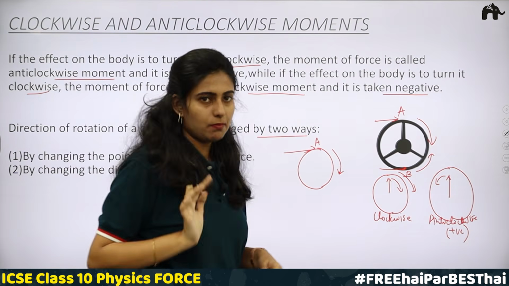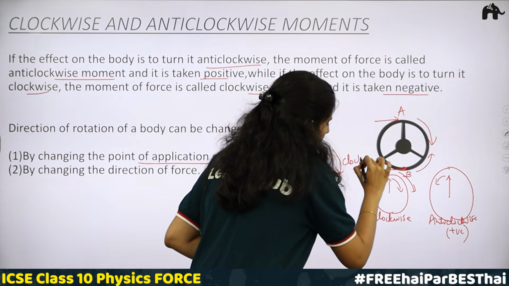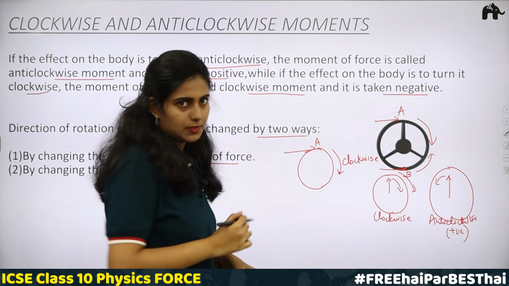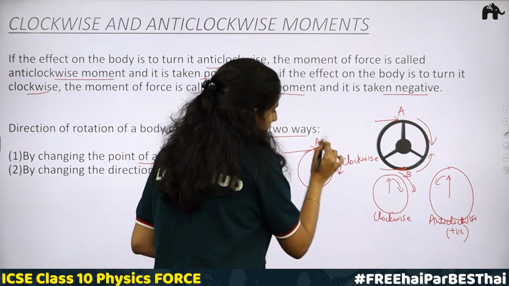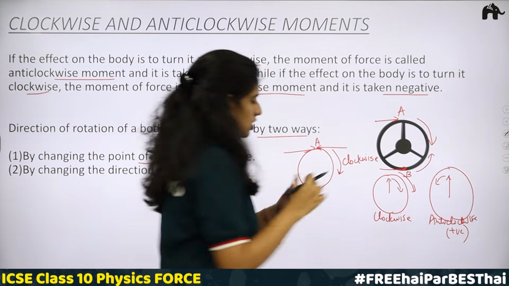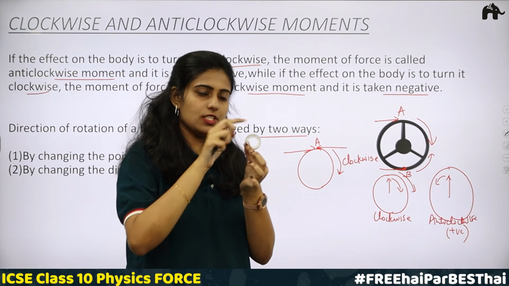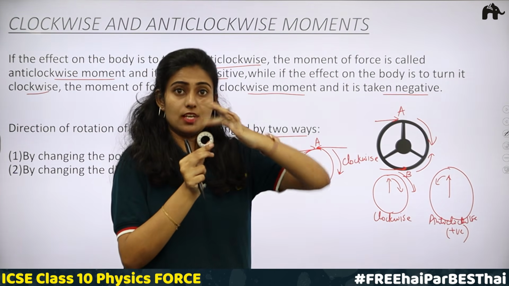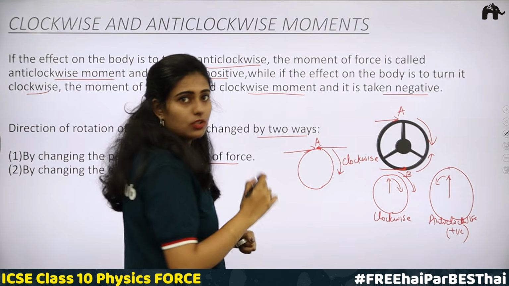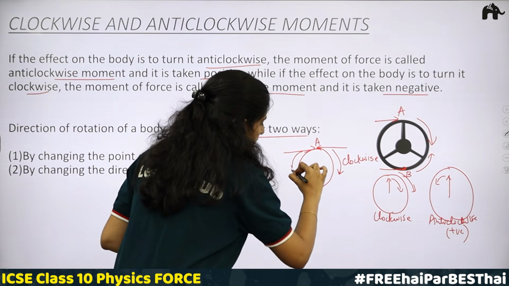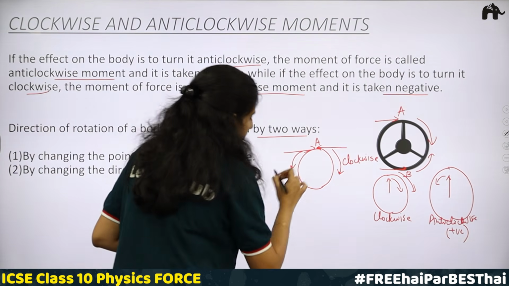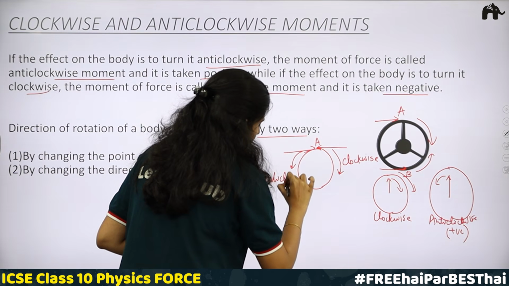At this point A I am applying. Here the motion is clockwise. Clockwise rotation is happening. Next, I am applying force at this point A but in a different direction. Initially this was how I applied force. Now I am applying force in this direction. That is, the rotation is in the opposite direction. What happens when a force is applied here? The body starts moving in this way. In that case, we have anti-clockwise direction.